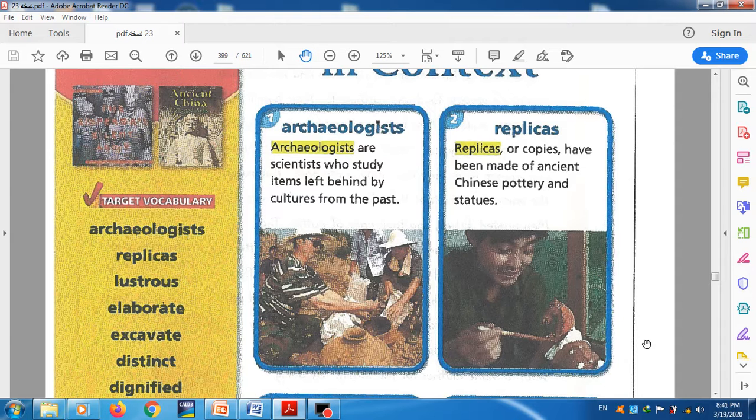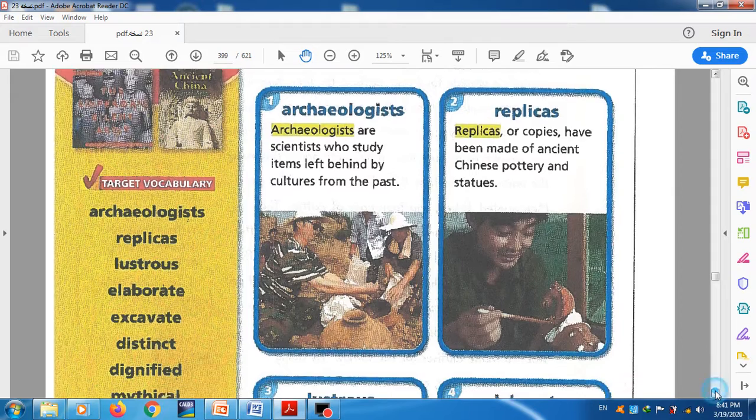Let's move to number 2. The word is replicas, and it's plural, so the singular is replica. Replicas or copies have been made of ancient Chinese pottery and statues. So replicas here are copies, and a replica is a copy. Clear. You can write copy above the word replicas.